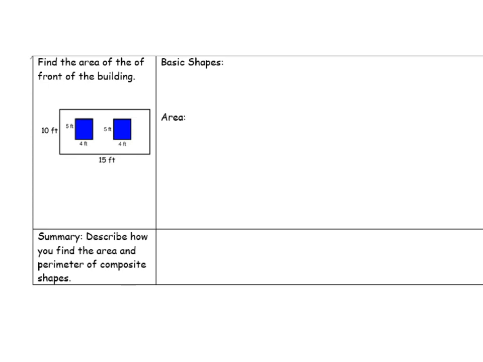Actually, I'm going to give you a chance to work on this. Find the area of the front of the building. So basically you're finding the area of the white space. The blue space is the windows. So what would it be like to paint the walls on the outside of this building without painting the windows is what we're trying to figure out. So go ahead and pause the video and write your basic shapes in your diagram, and then we'll check back before you start working on your homework.